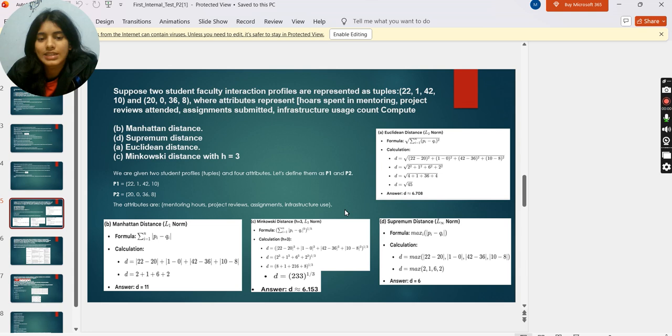6.708. By Manhattan distance formula, the L1 norm will calculate the sum of |p_i - q_i|, so the answer will be D is equal to 11. And for Minkowski distance, we have h equal to 3 and the L3 norm, so the answer will be 6.153. Supremum distance, the L infinity norm, the answer will be D is equal to 6.